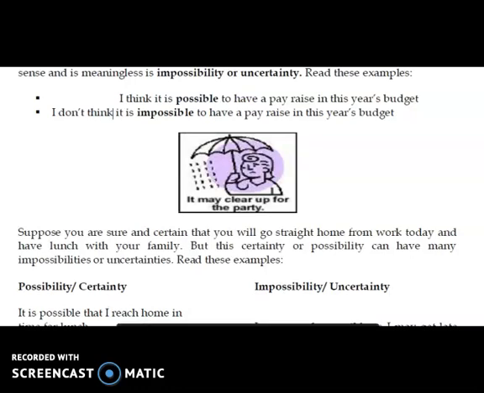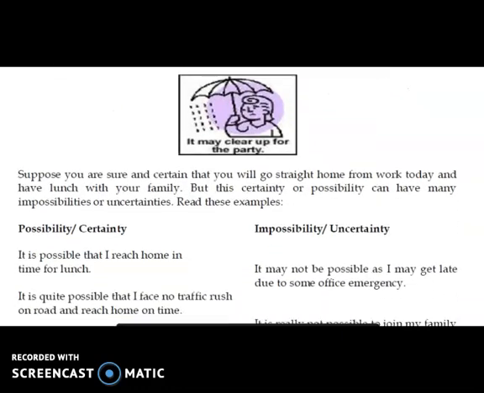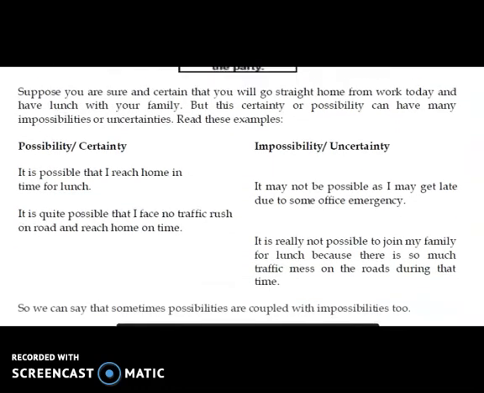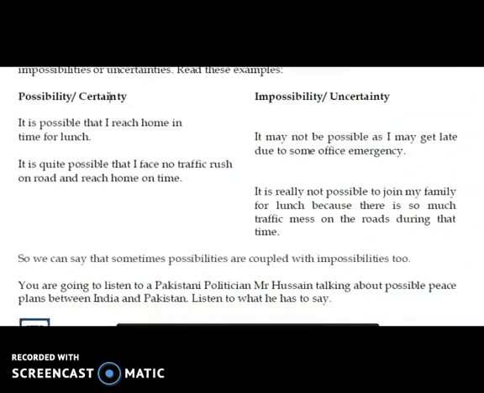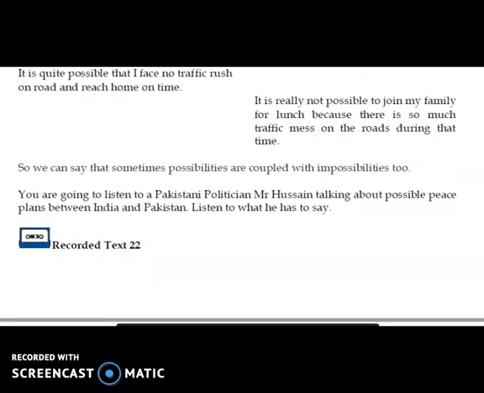We are going ahead quickly to take a review, and I suggest people take a screenshot of all the content over here, and you can practice it thoroughly. Here are two examples I will take. It is possible that I reach home in time for lunch, and impossible: it may not be possible as I may get late due to some office emergency. So you have noticed how you are expressing impossibility and uncertainty.